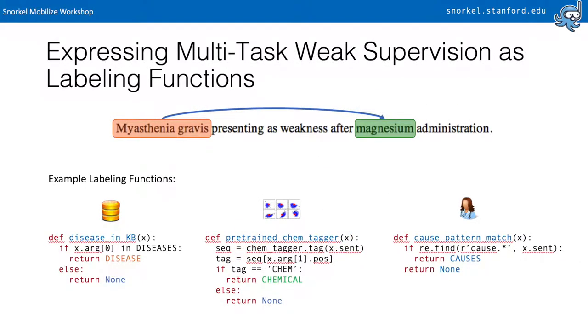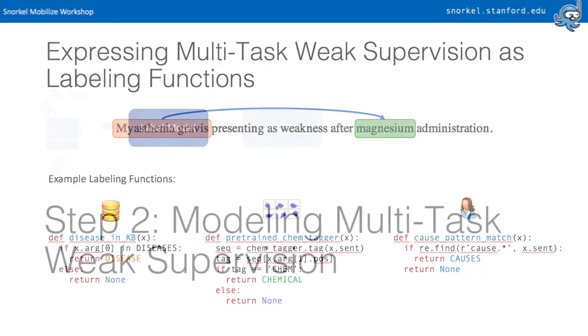So again, here are example labeling functions. You know, we could do distant supervision. We say, look, is the entity in the disease dictionary? We could use a pre-trained chemical tagger, which is in effect what we were actually using in the tutorial, but here we could represent it as a labeling function. We could use a pattern matching function like we had.